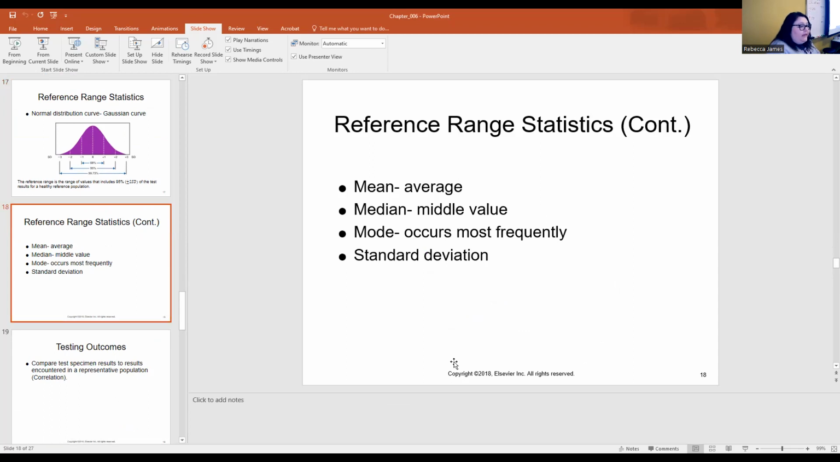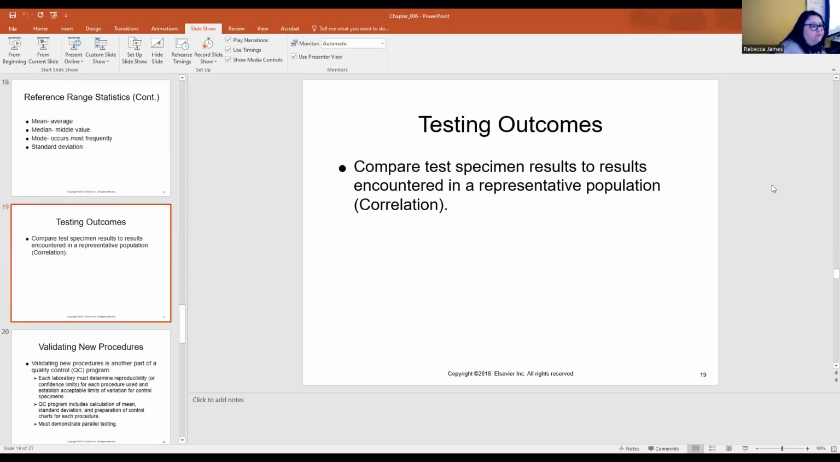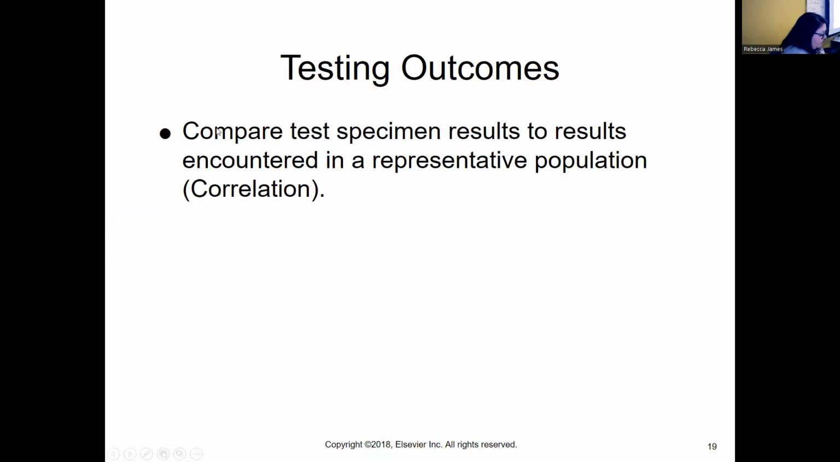And then mean, median, mode. Mean, average; median, middle; mode occurs most frequently. So standard outcomes, or testing outcomes, sorry. Before physicians can determine whether a patient has a disease, they must know what is acceptable for a representative population of similar patients. So like the same age, the same gender, same ethnicity, in addition to the analytic method used for the assay.